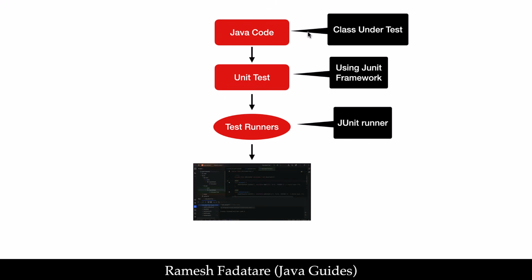Next, let us quickly summarize how JUnit works. Here is a Java code that we want to test, known as the class under test. Next, we want to test the Java code. For that, we write a unit test using JUnit framework. JUnit framework provides a lot of annotations to write the unit test cases. Next, JUnit framework provides test runners. These test runners will execute the unit test cases and report the result.